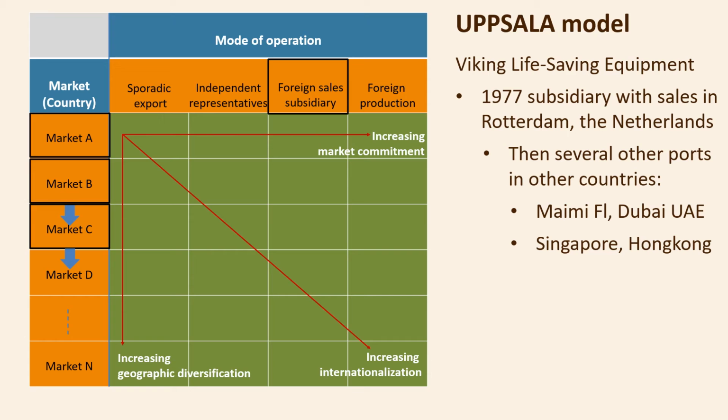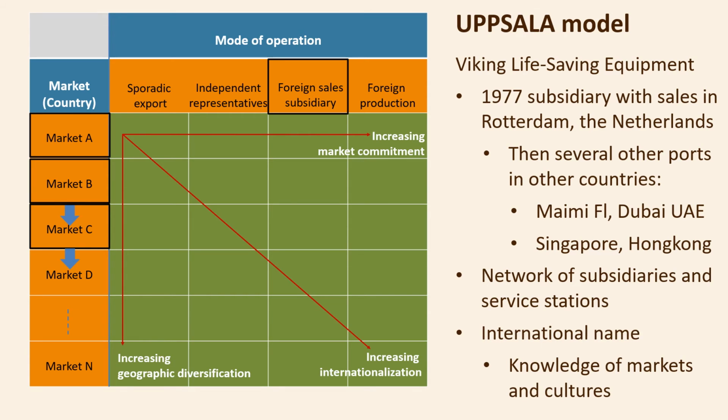In 1977, Viking life-saving equipment established a foreign sales subsidiary in Rotterdam, the Netherlands, followed by several other ports in other countries, including Miami, Florida, USA, Dubai, United Arab Emirates, Singapore, and Hong Kong. With a network of subsidiaries and an extensive network of service stations worldwide, Viking life-saving equipment has gained an international name and essential knowledge of individual markets and cultures.